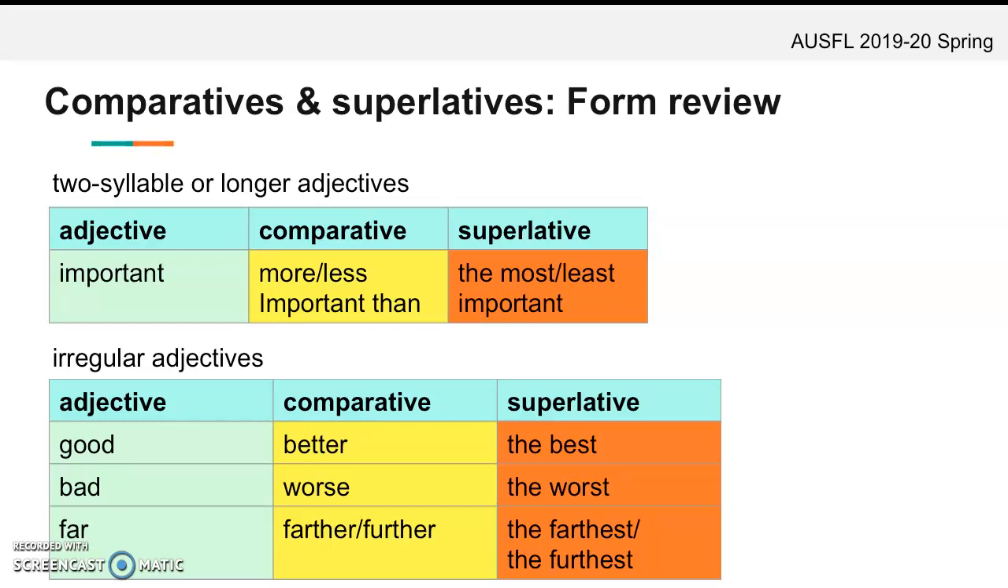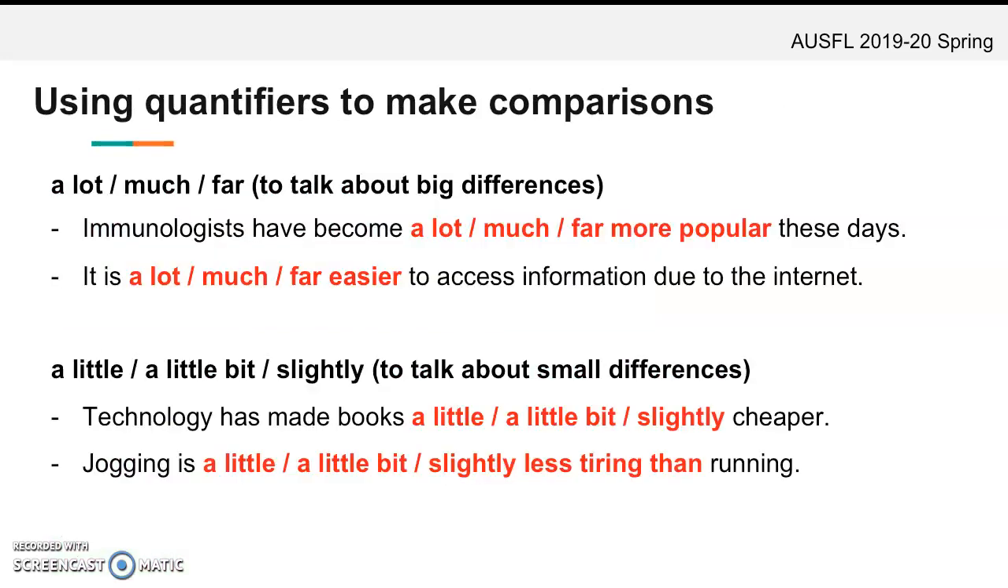This slide shows two-syllable or longer adjectives and irregular adjectives in comparative and superlative forms. It is also possible to use quantifiers with comparatives. As you can see on the slide, it is enough to use a lot, much, and far just before the comparative forms of adjectives to talk about big differences. To talk about small differences, a little bit and slightly need to be used.